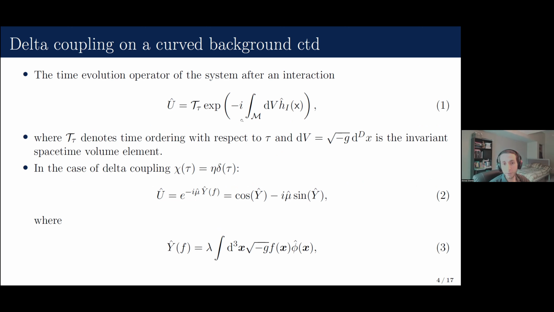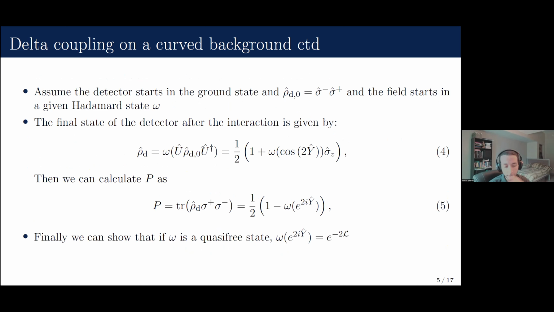The typical approach from here would be to approach this problem perturbatively, but instead what we do here is use delta coupling, which is just, intuitively, we're going to turn on the interaction for a time scale that is much shorter than any of the relevant length or energy scales of the internal dynamics of the detectors. And the first thing that we did in the paper, we showed that the time evolution operator can be written analytically in terms of these y hat operators, which are basically just smeared versions of the field operator with respect to a test function f that corresponds to the shape of the detector that we've coupled with the field.